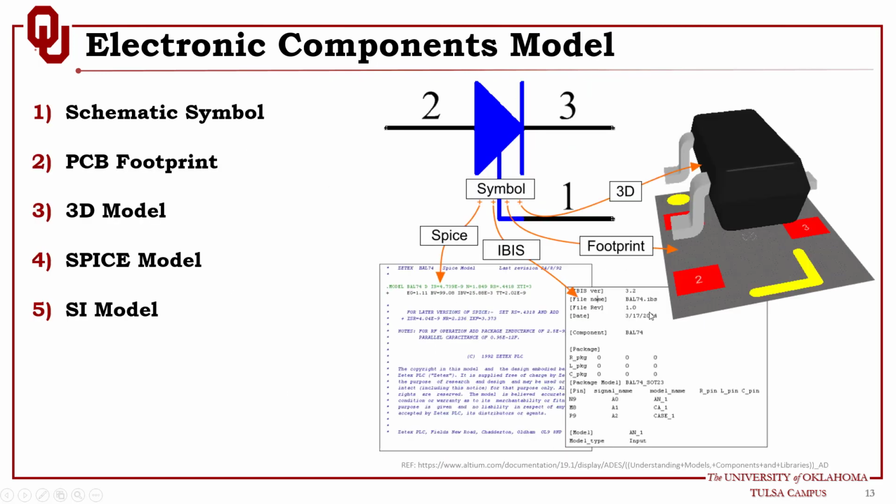Now, what is the construction of electronic components when it comes to ECAD tools, or electronics computer aided design tools? Let's take Altium Designer itself: the component model is composed of 5 elements.